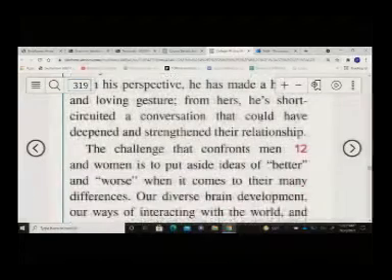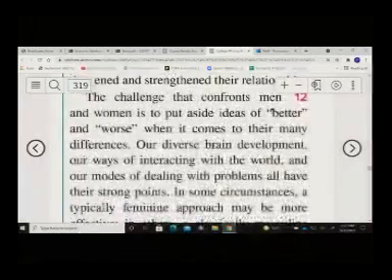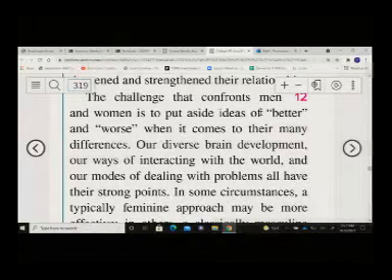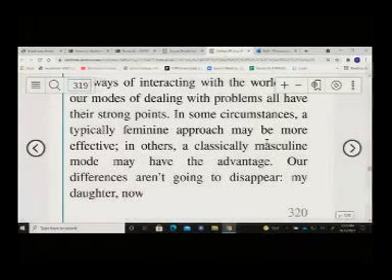The challenge that confronts men and women is to put aside ideas of better and worse when it comes to their many differences. Our diverse brain development, our ways of interacting with the world, and our modes of dealing with problems all have their strong points. In some circumstances, a typically feminine approach may be more effective. In others, a classically masculine mode may have the advantage. Our differences aren't going to disappear.